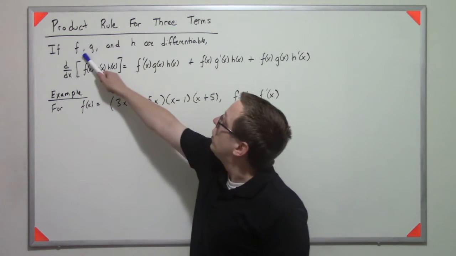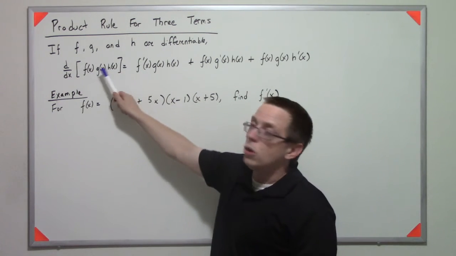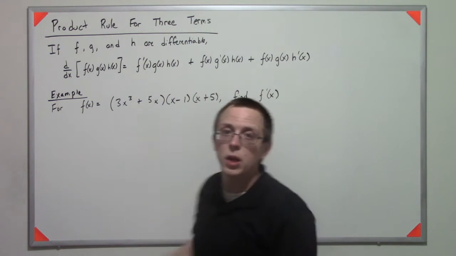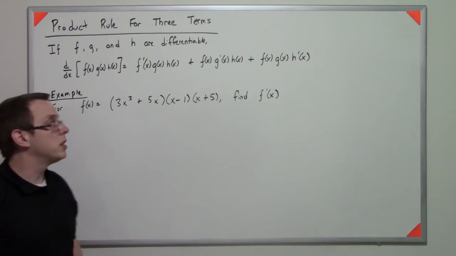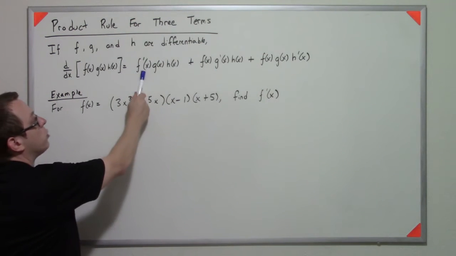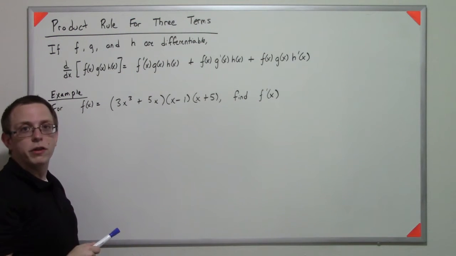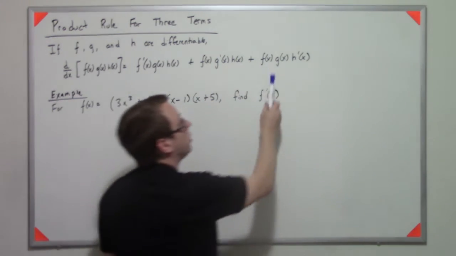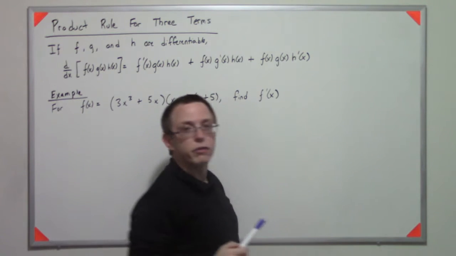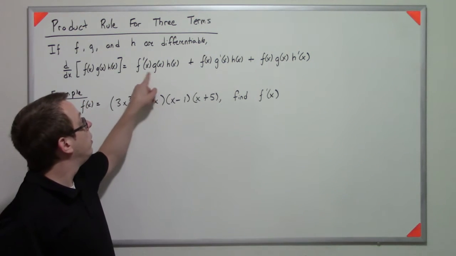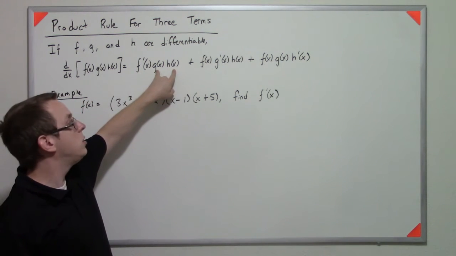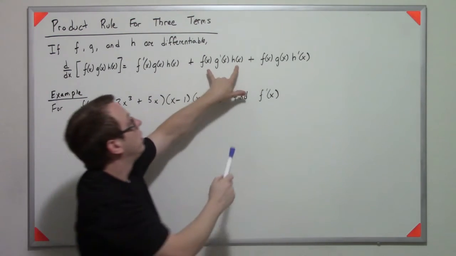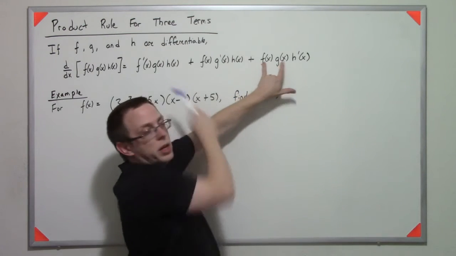So what you're going to see, that pattern happens when you have three terms. If I have three differentiable functions, what I'm going to end up with when I take the derivative is three separate terms, or separate groupings. In each grouping, the first one has the derivative of the first function. The second one has the derivative of the second function. The third one has the derivative of the third function. And in each case, the other two stay the original function.